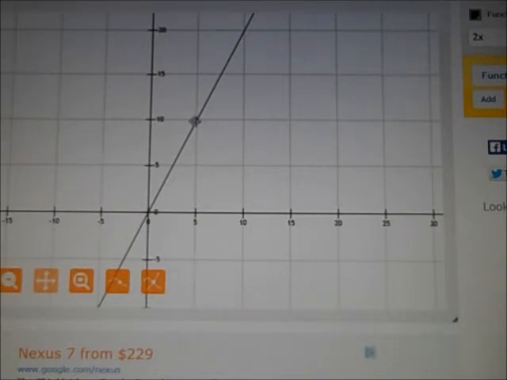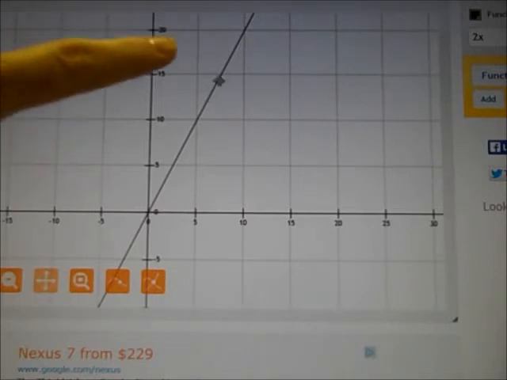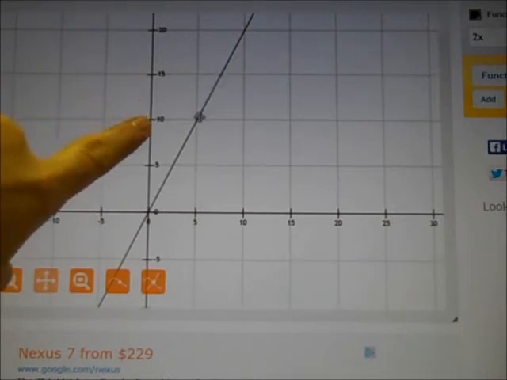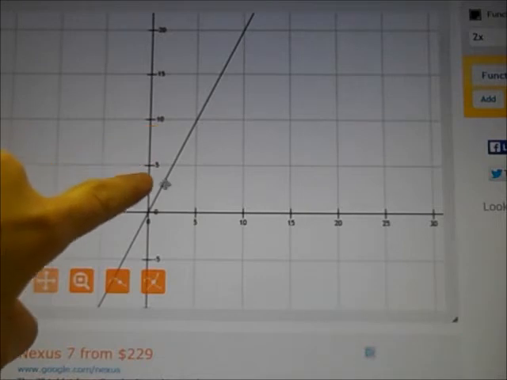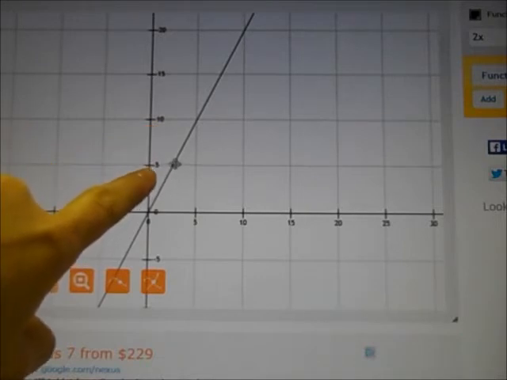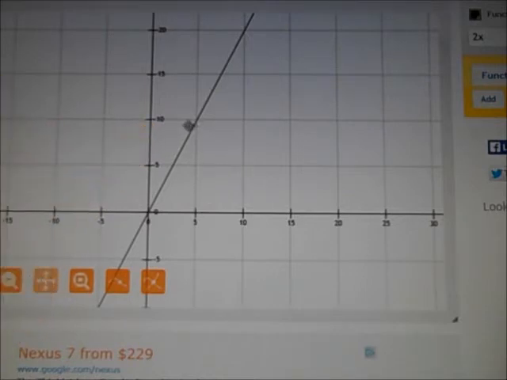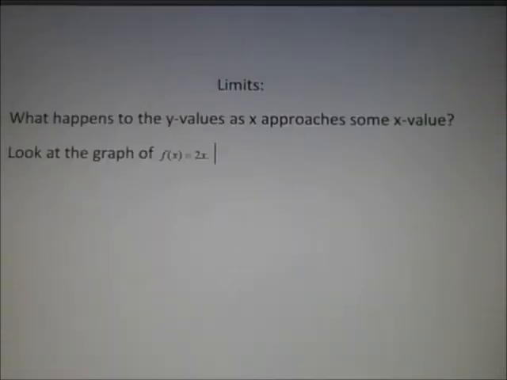What's happening to my y values as x is getting closer to 5? Well, let's see. If I start a little bit to the right of 5, here's my curve. Now watch, I'm getting my cursor closer and closer to x equals 5. What are my y values doing? So look over here at your y values. As I get closer and closer to 5, my y values are going towards 10. Now let's go to the left. As my x values approach 5 and I travel along this curve, what are my y values doing? Going towards 10. So we would say the limit as x approaches 5 of the function 2x is equal to 10.